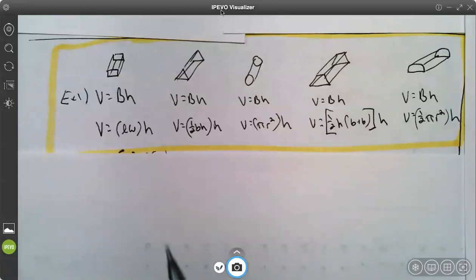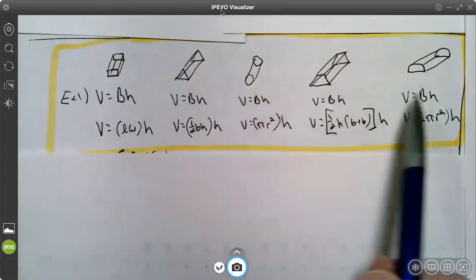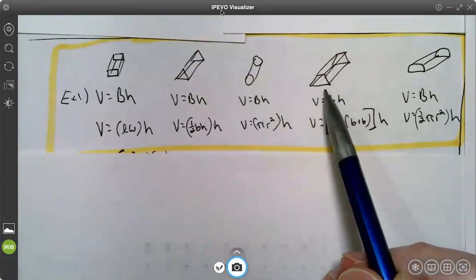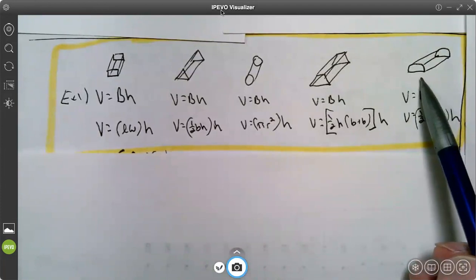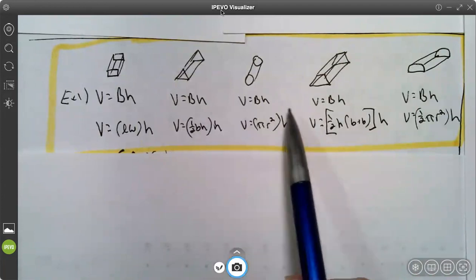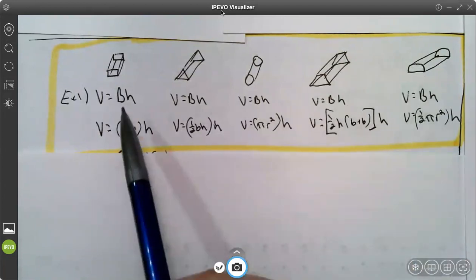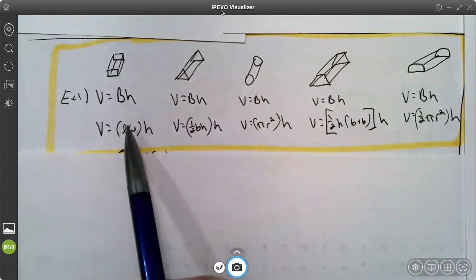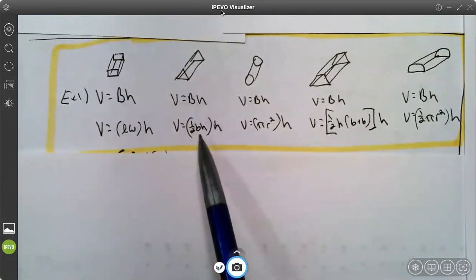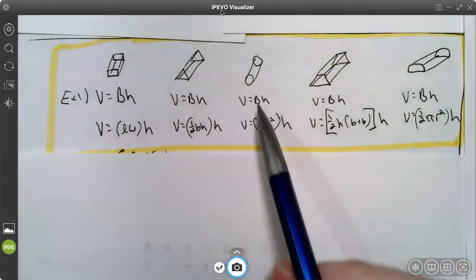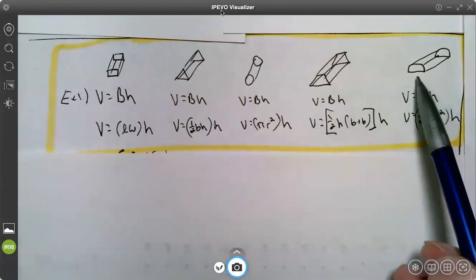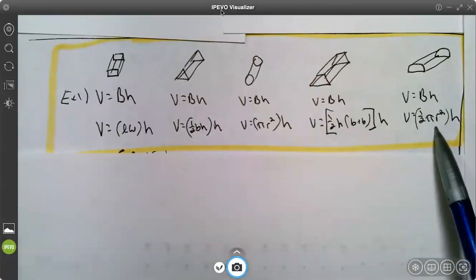Speaking of prisms for a moment, all of these are different types of prisms: rectangular prism, triangular prism, circular prism, trapezoidal prism, semicircle prism. The formula is the same for all: big BH, the area of the base, times the height of the prism. The thing that changes is how you find big B, how you find the area of the base. On a rectangle, it's length times width. On a triangle, half the base times the height. On a circle, pi r squared. On a trapezoid, half the height times the sum of the bases. On a semicircle, half pi r squared.